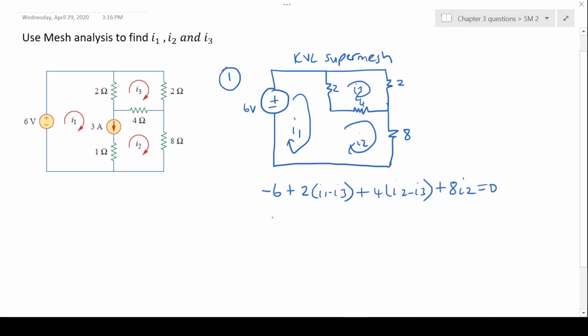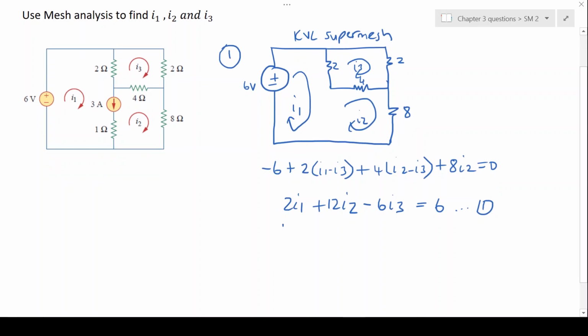And if we simplify this, we're going to find that you've got 2I1, and then you have I2 plus 4I2 plus 8I2, which gives you 12I2. Then in terms of I3, you've got minus 2I3 and minus 4I3, which gives you negative 6I3, and all of this is going to give you 6, and that's the first equation.